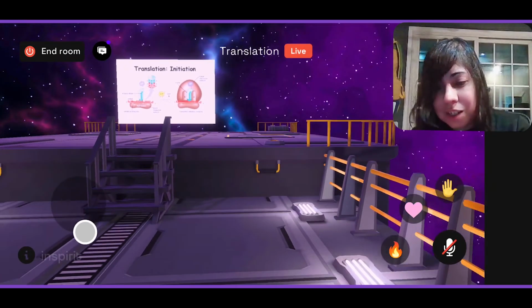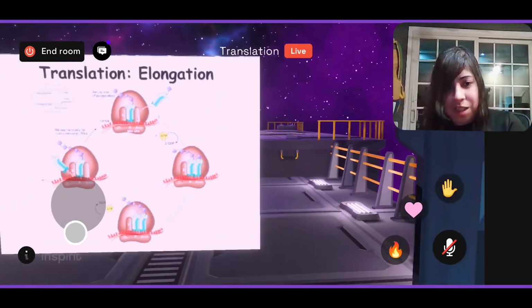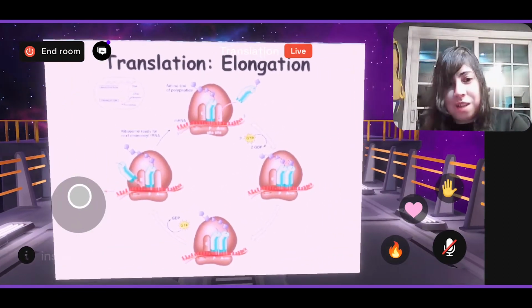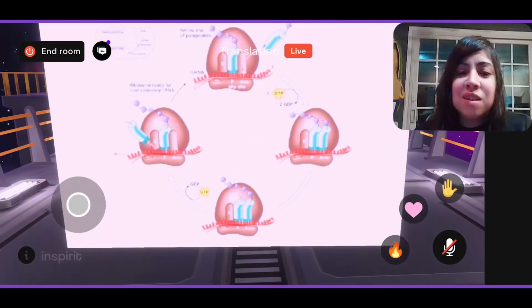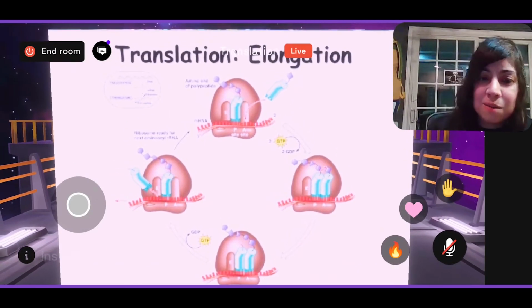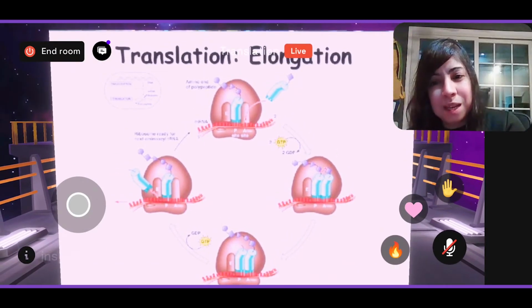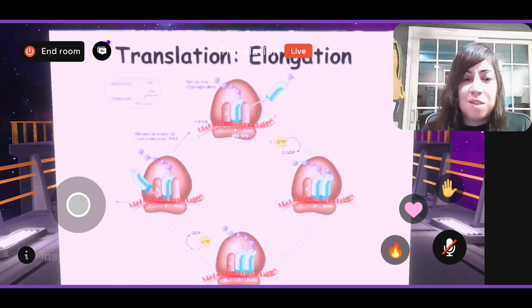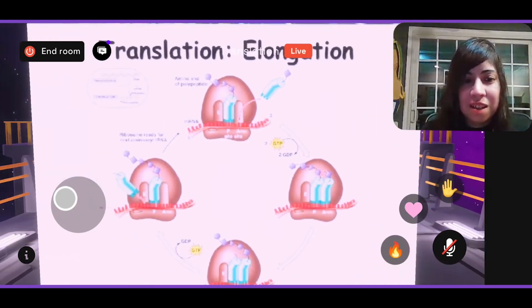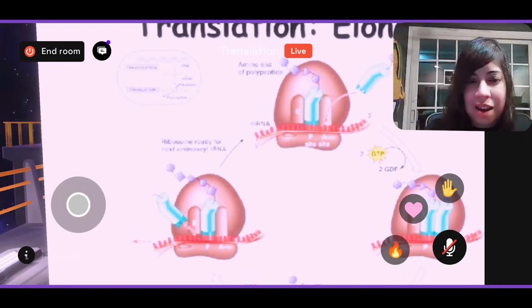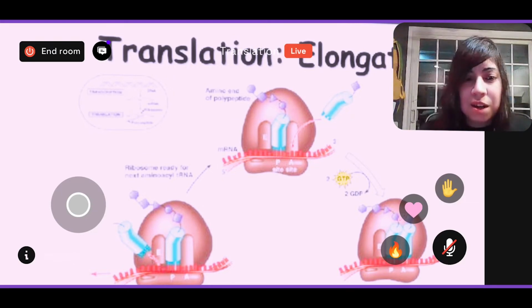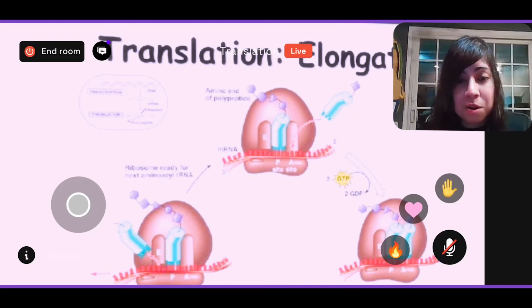Now, below the initiation, you have the elongation stage. Now, this stage occurs in 3 steps: the aminoacyl tRNA binding, peptide bond formation, and translocation. During the AA-tRNA binding, a second tRNA carrying the following amino acid comes into the A site and recognizes the codon on the mRNA.